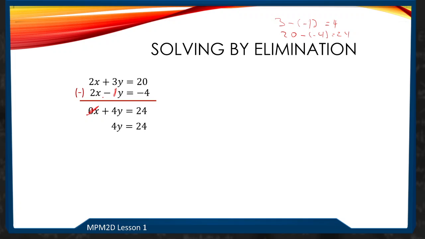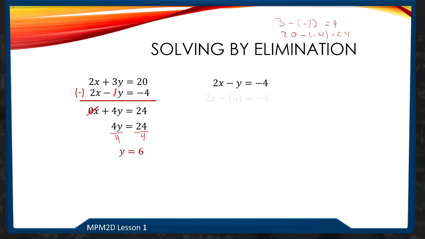So really, all I have is that 4 times y is 24. So the number that satisfies that is 6. I got that by dividing both sides by 4, and I end up with a value of 6. So right away, I managed to solve half of the problem. I've got y is 6.